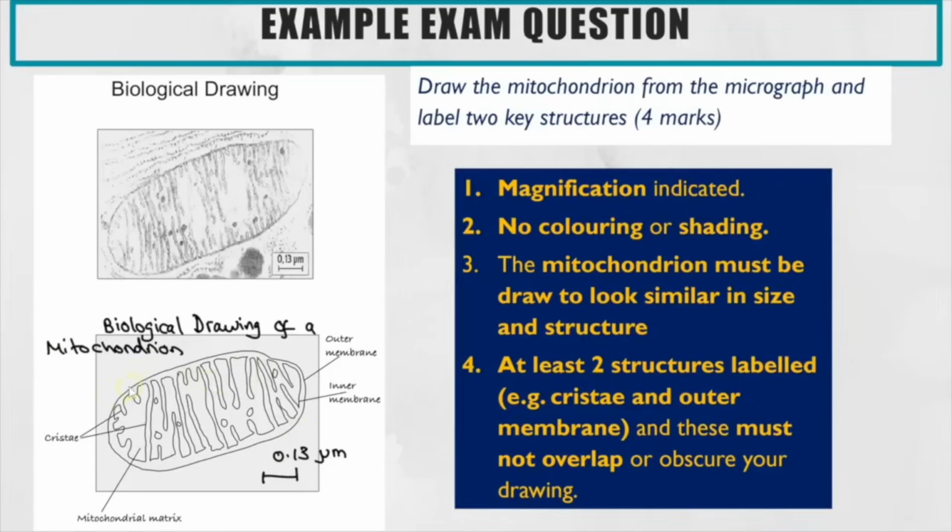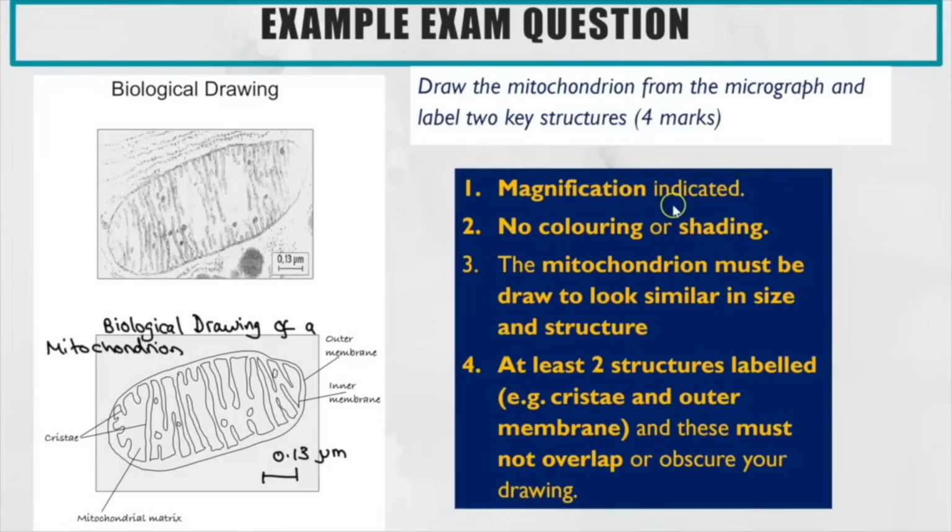So within the box they've got their diagram. We can see they've got the title, they've copied over that scale which they were given, and they've labelled 4 key structures, so they haven't just gone for 2, they've gone for 4, and they've made sure that the label lines do not overlap. Now if we compare that to the mark scheme, we can see that they have got all of those marks.